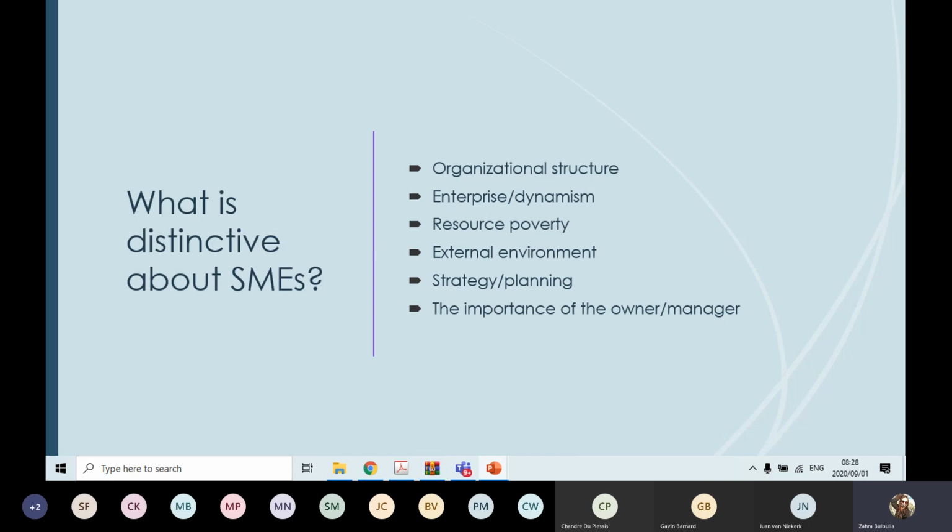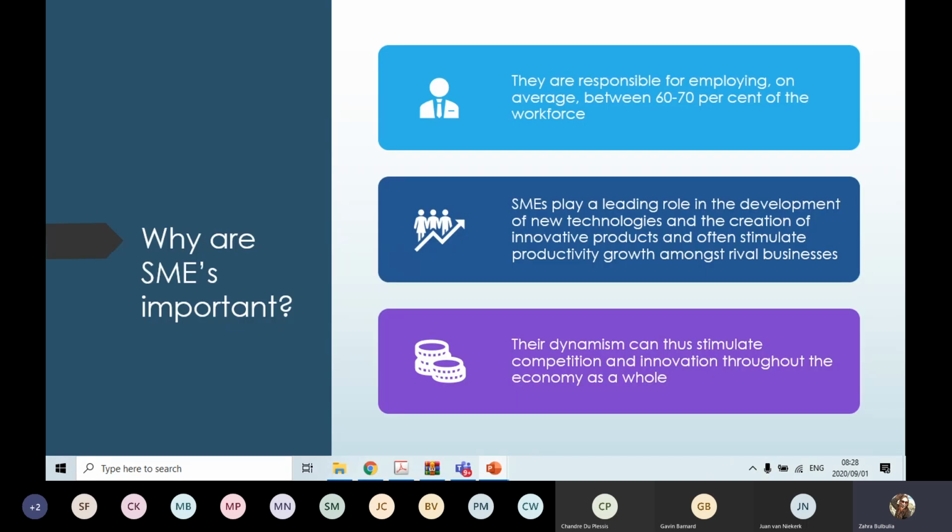Okay, so SMEs basically are the people that you pretty much are eventually going to work for. They are responsible for employing between 60 to 70% of the workforce. It makes sense because there are big companies that are going to employ set amounts of people. So you would see banks would have graduate programs. You would see KPMG or big accounting firms that'll also have graduate programs. And that's pretty much the main way you guys would get into big companies, right?